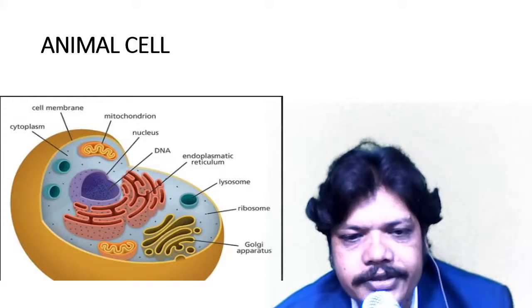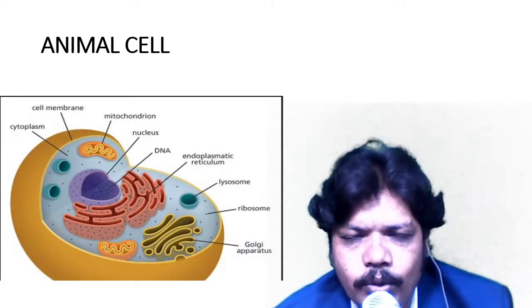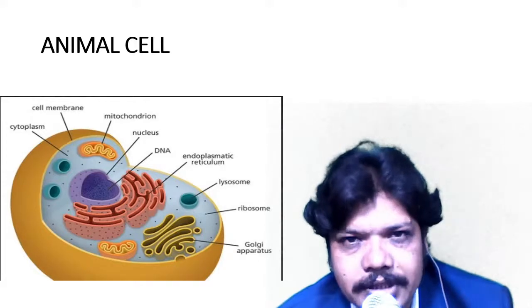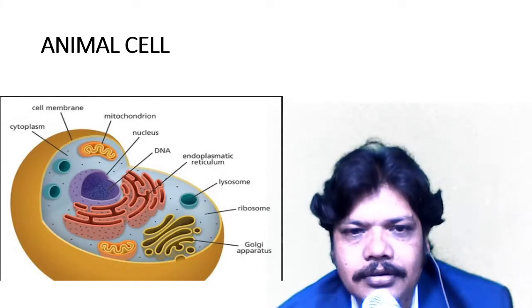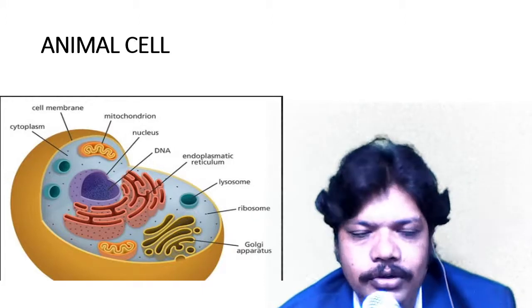The next organelle is the ribosome. The ribosome is also an important organelle for the cell because the ribosome produces protein. The ribosome synthesizes the protein for the cell, for the body.